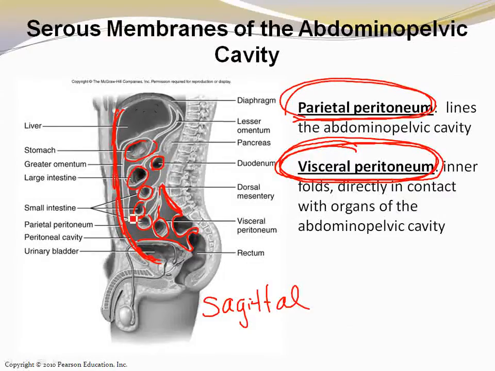And then the space in here, in between parietal peritoneum and visceral peritoneum, all through there, that's going to be filled with serous fluid, which in the case of this particular part of the body, is going to be called peritoneal fluid.